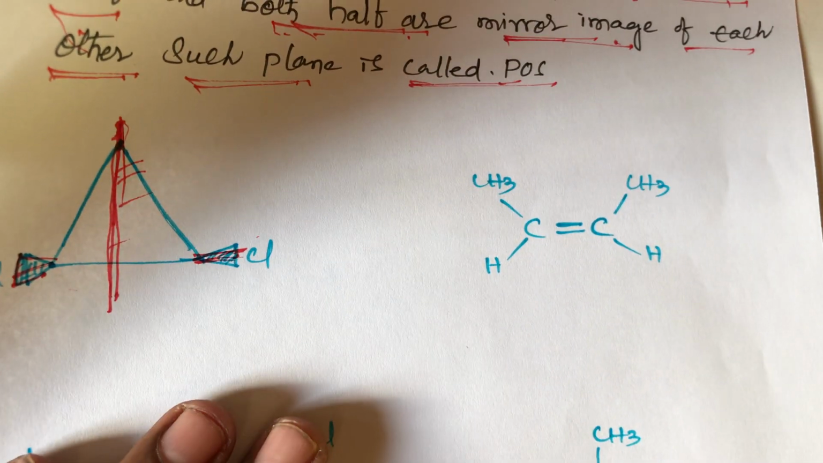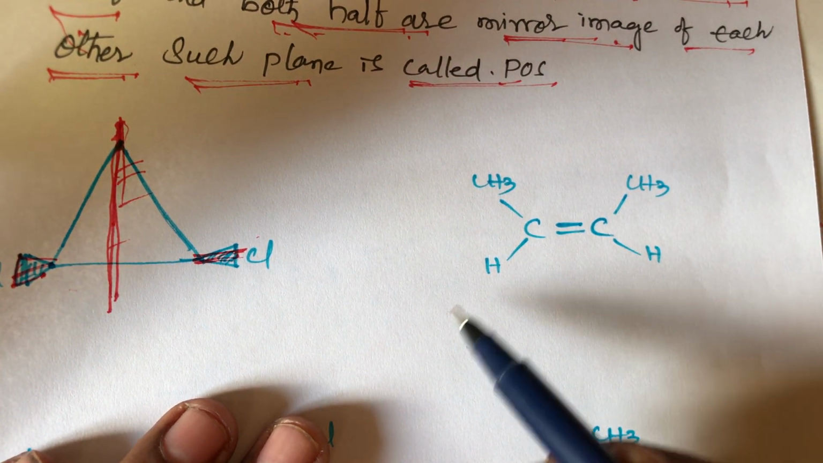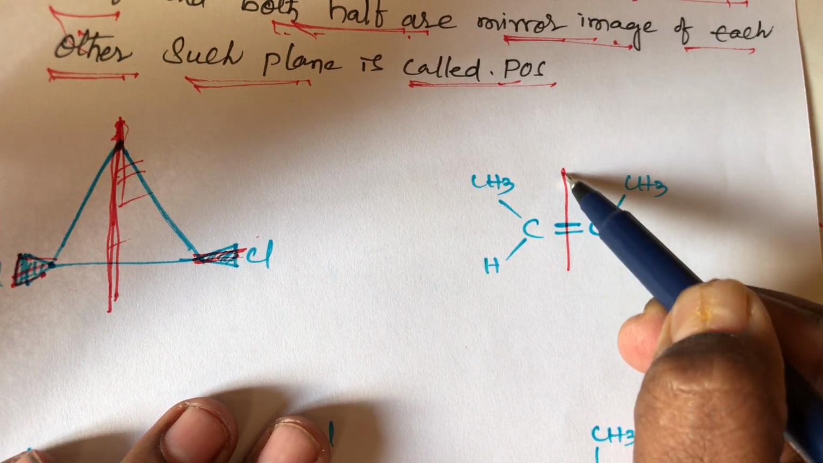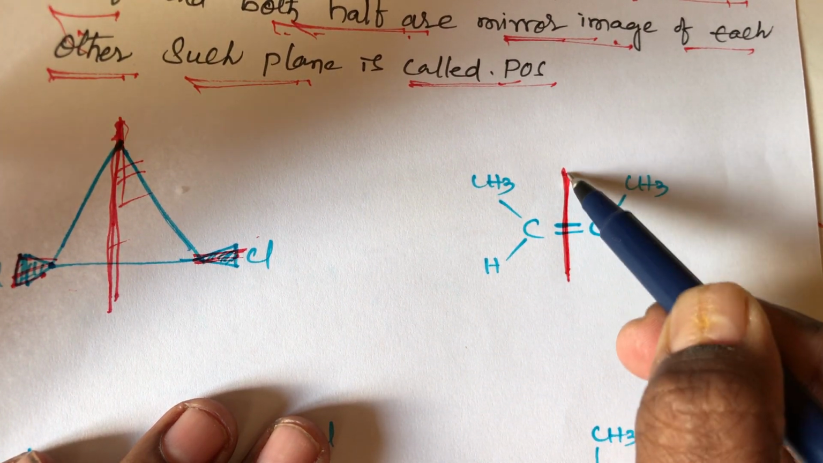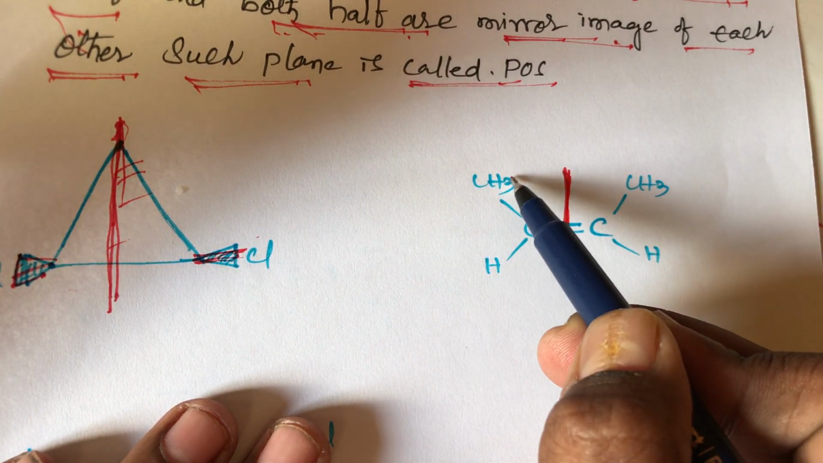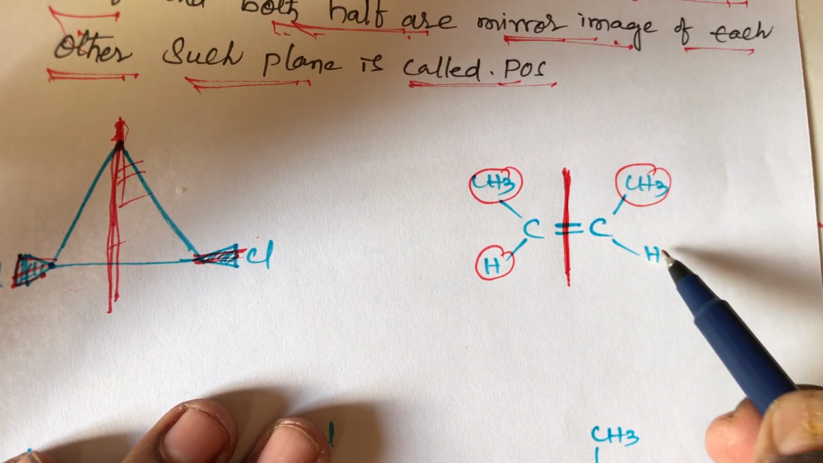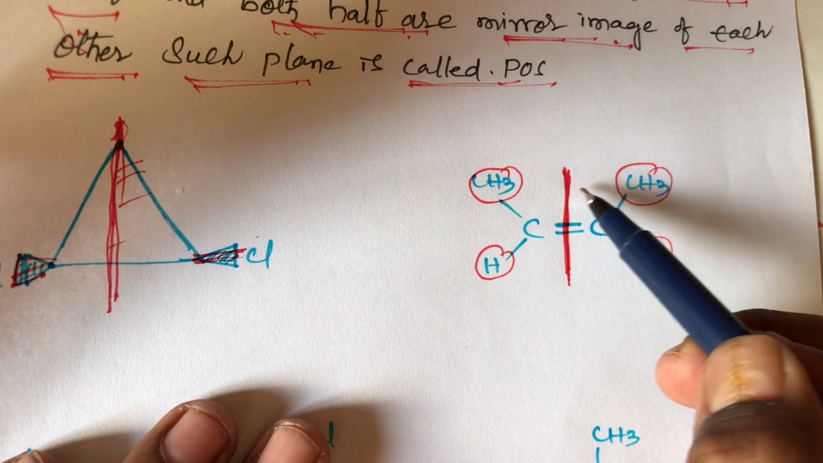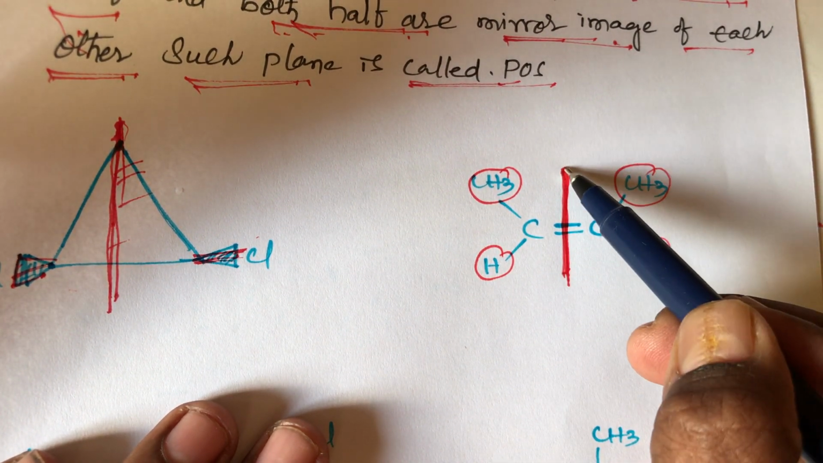Now take another example: cis-2-butene. Cutting here vertically, bisecting, means slicing into halves. Here on the left half there is one methyl group and one hydrogen. On the right half there is also one methyl group and one hydrogen. Both halves are equal, and both are mirror images of each other. Such a plane is called a plane of symmetry.